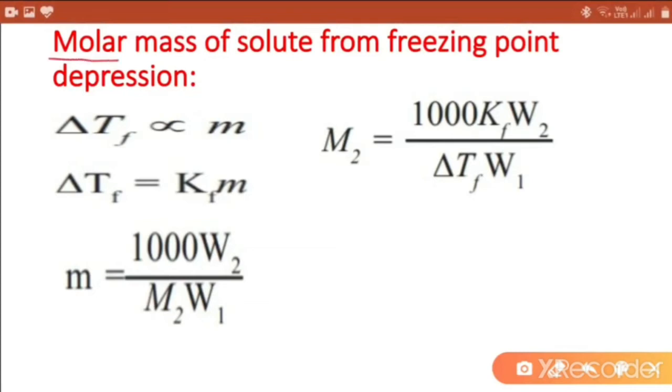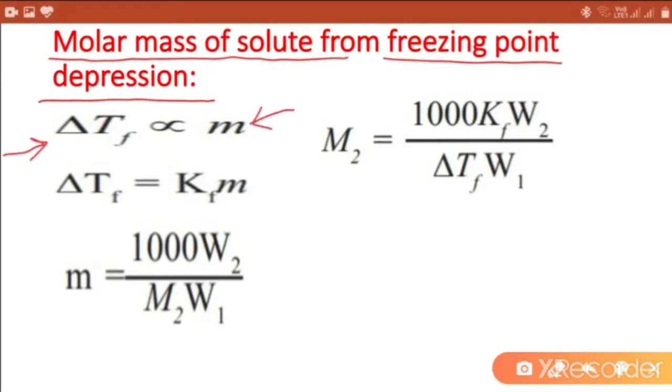Molar mass of solute from freezing point depression. We know depression of freezing point is directly proportional to molality of solution. By removing the proportionality sign, we get this equation: delta Tf is equal to Kf into small m, where delta Tf is depression of freezing point, Kf is cryoscopic constant, and small m is molality.